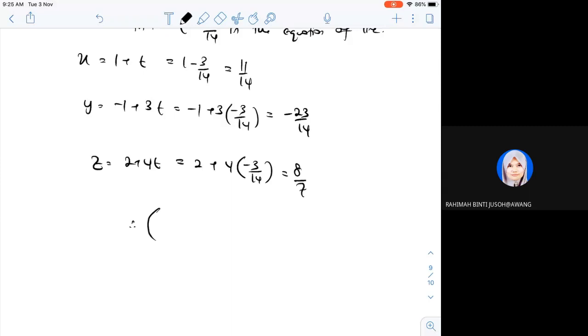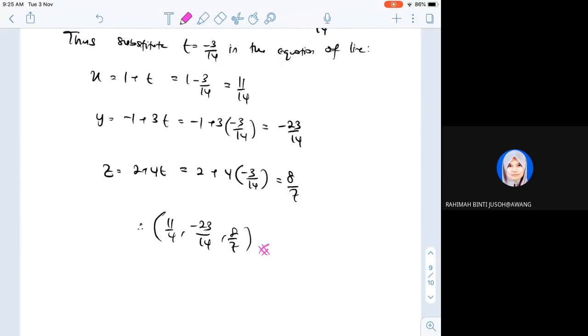So the coordinate is 11 over 14, negative 23 over 14, 8 over 7. Betul tak jawapan belakang? 8 over 7. Okay, yes. So that's question number 9. So settle.